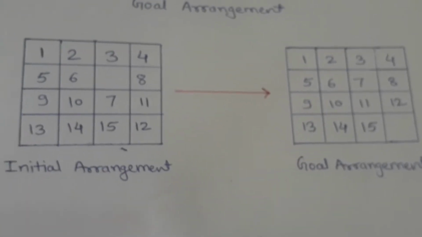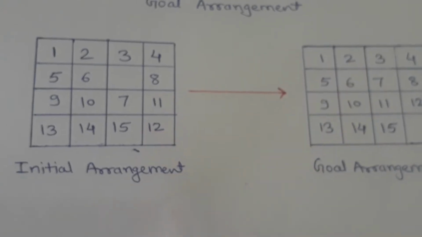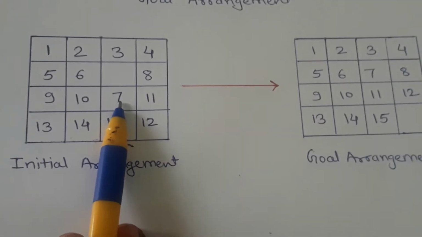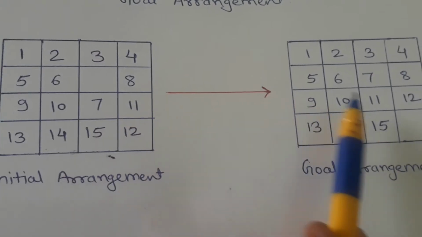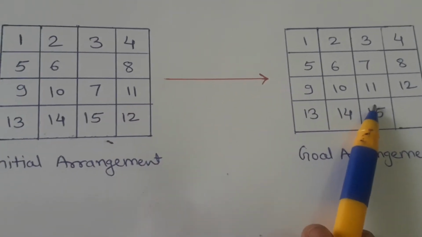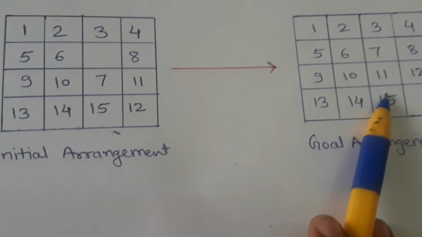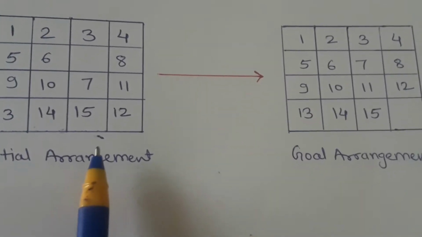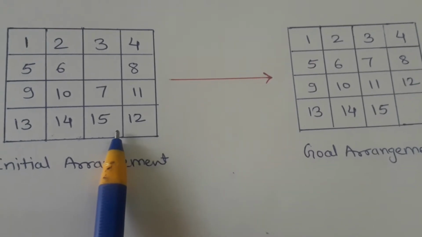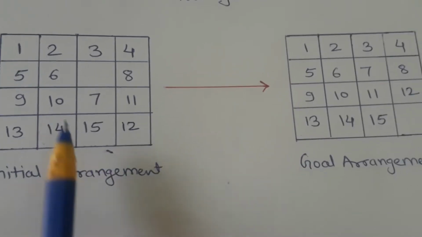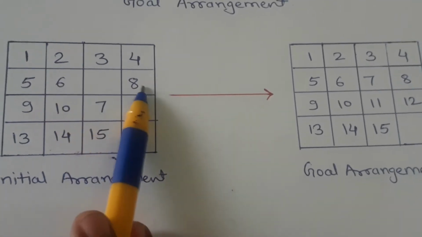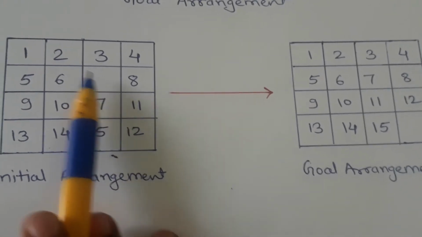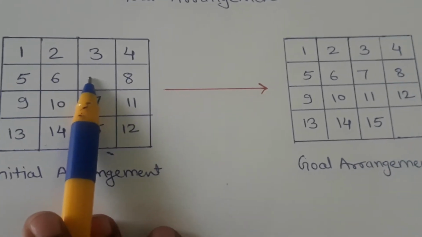Here we can see that this is our initial arrangement of the tiles and our objective is to transform this initial arrangement into the goal arrangement through a series of legal moves. Here, the only legal moves are the ones in which a tile adjacent to the empty spot is moved to the empty spot.